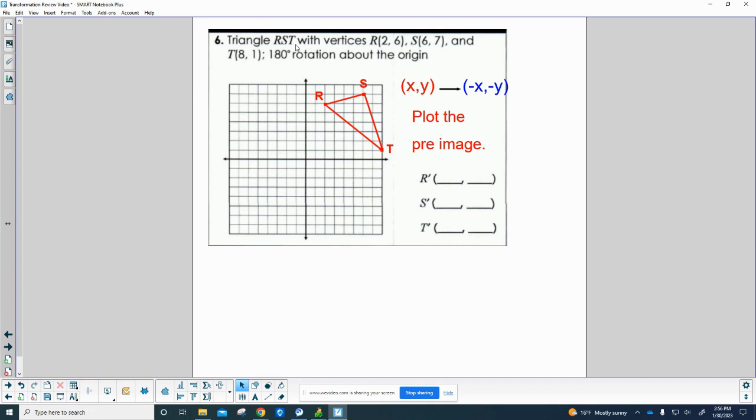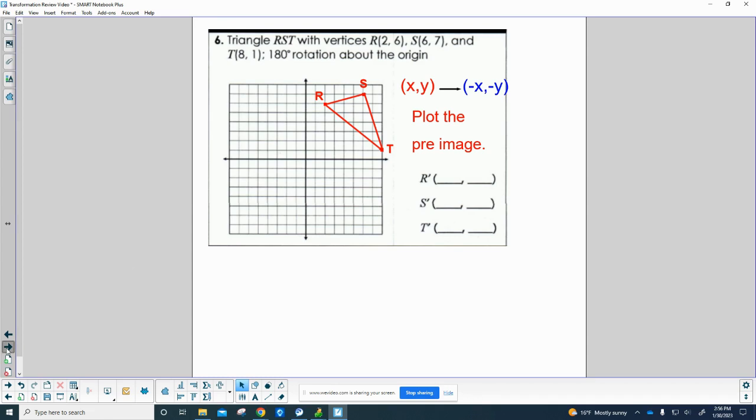Number 6, triangle RST with vertices (2, 6), (6, 7), and (8, 1). We're going to do a 180-degree rotation. So I've already plotted this up here. Now the rule that goes along with a 180-degree rotation is that x and y both switch to their opposite signs. We have negative x and negative y.